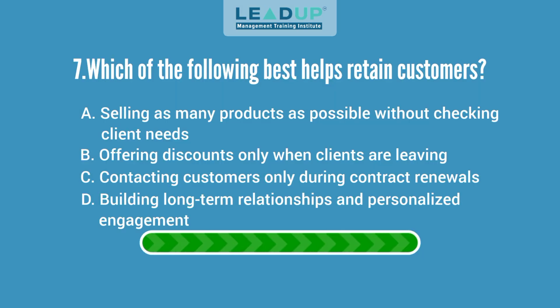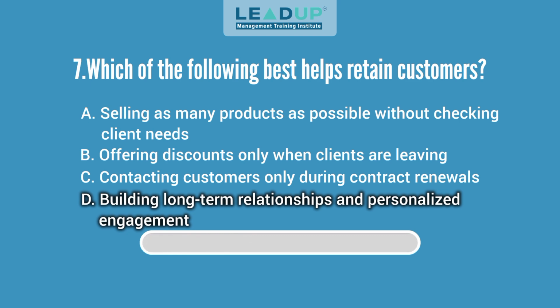Question 7. Which of the following best helps retain customers? A. Selling as many products as possible without checking client needs. B. Offering discounts only when clients are leaving. C. Contacting customers only during contract renewals. And D. Building long-term relationships and personalized engagement. Answer: building long-term relationships and personalized engagement.